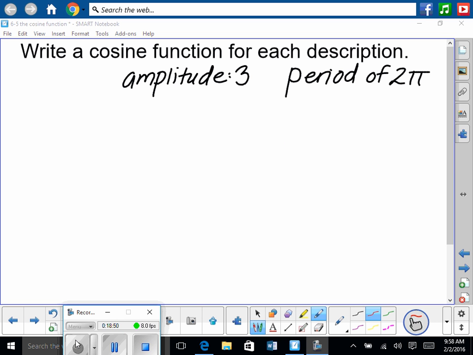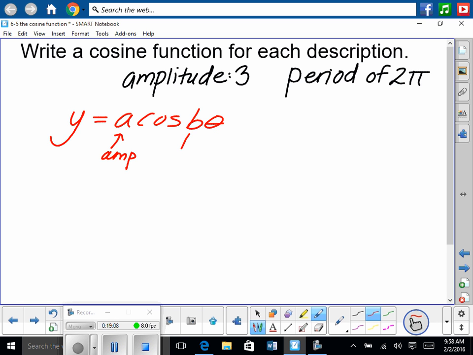Okay, so it says write a cosine function for each description. You've got to really not make any mistakes with this, because a lot of students will mess it up because they won't think about what the equation of cosine looks like. So I'm just going to write that down. Remember, the equation of cosine is y is equal to a times cosine of b theta, where a is the amplitude and b is the number of cycles from 0 to 2 pi. Okay, so that's not the period, is it? Nope. So don't make that error.